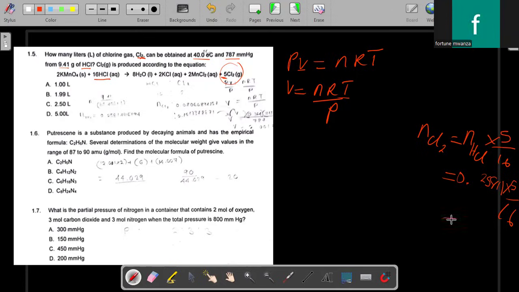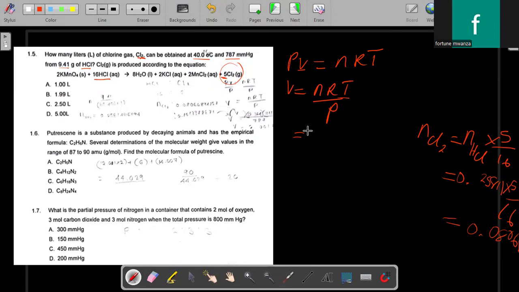Remember, what I'm trying to do here is to get the number of moles for my chlorine gas so that I use them to come up with a volume for my chlorine gas. So if you get 0.255811 times 5, then divide by 16, you're going to get 0.08066 moles. These are the number of moles.